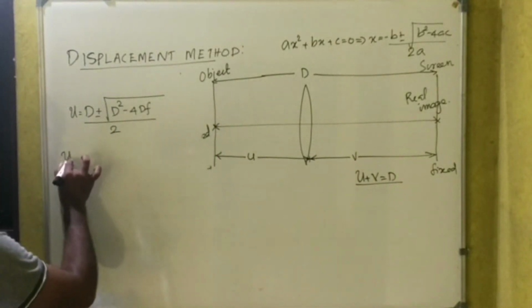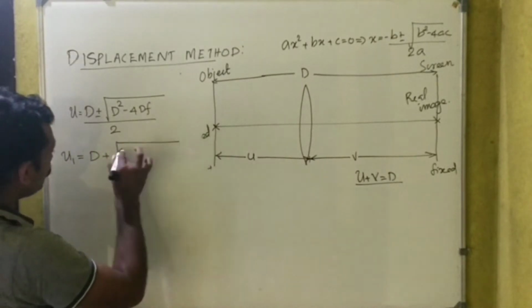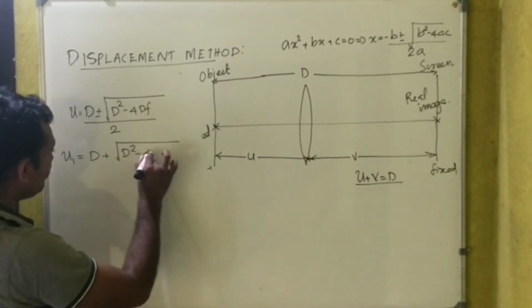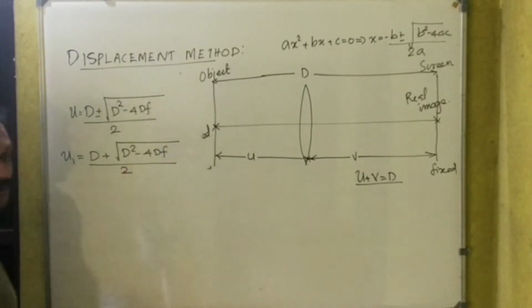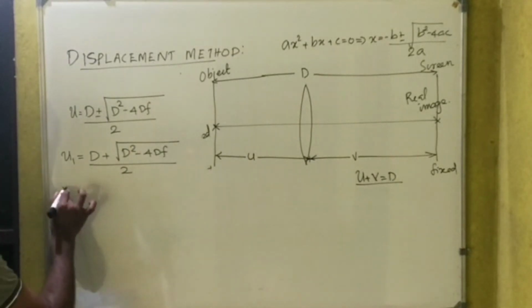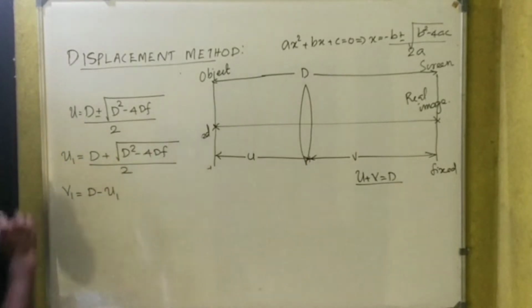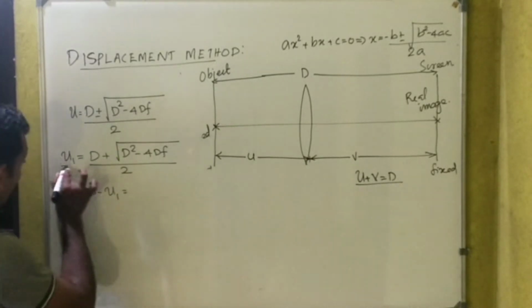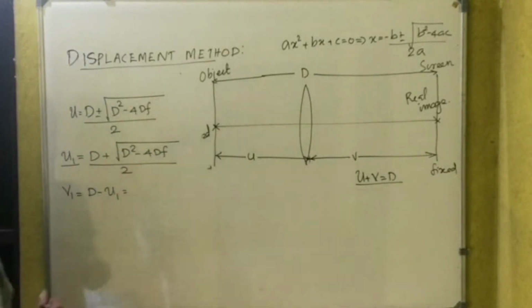One is u1, right? u1 is equal to d plus root of d square minus 4df the whole divided by 2. This is u1, right? Now correspondingly v1 is equal to d minus u1, right? That is what is our knowledge. I just said the value of u1, not taking into consideration the sign convention. This is the value of u1.